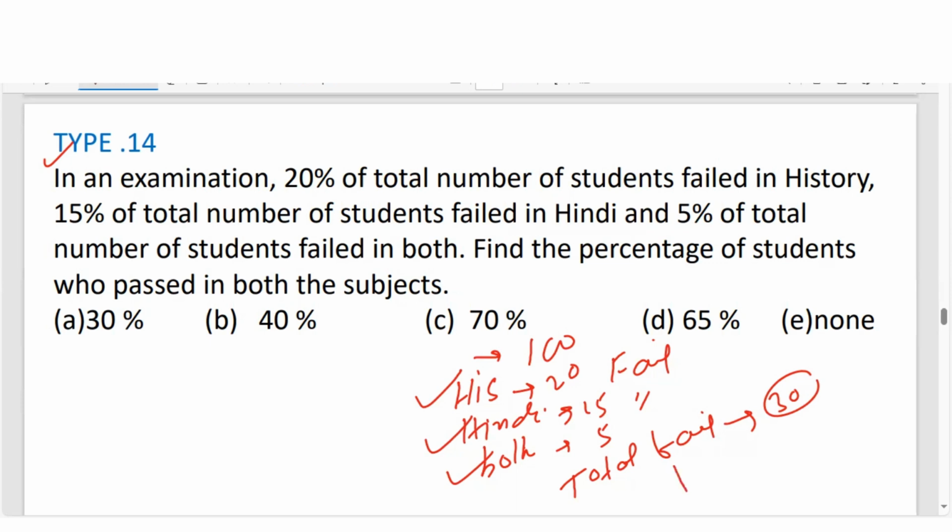So when we want the total pass, total pass will be 100 minus 30, that is 70. It is out of 100. So our answer is 70%. In another way, you can find this directly.